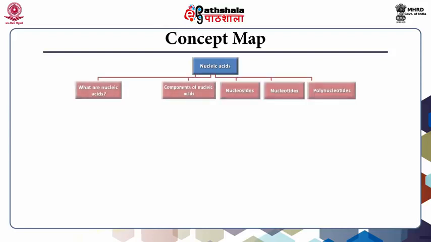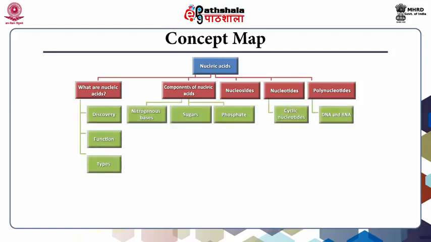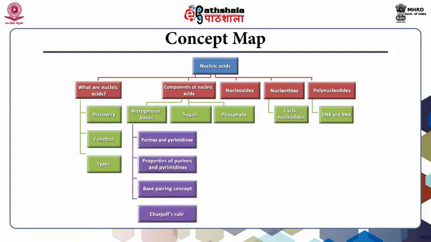we will first briefly study what are nucleic acids, how these were discovered, what is their function, and how many types of nucleic acids are there. Then we will try to understand the structure of nucleic acid in detail and look at each of their components like bases, sugar and phosphates. We will see what are nucleosides, nucleotides, and finally, we would like to understand how polynucleotides are formed.